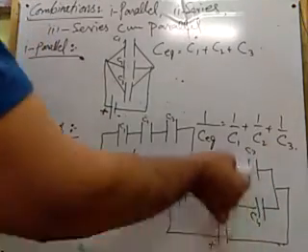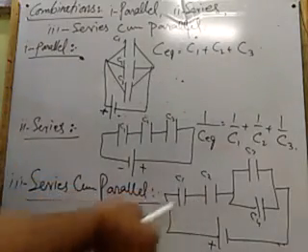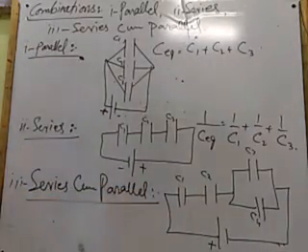C3 and C4 are in parallel with each other. C1 and C2 are in series with each other. And this is a circuit which explains the whole concept of series cum parallel combination. So this is the main type of combination of the capacitors.